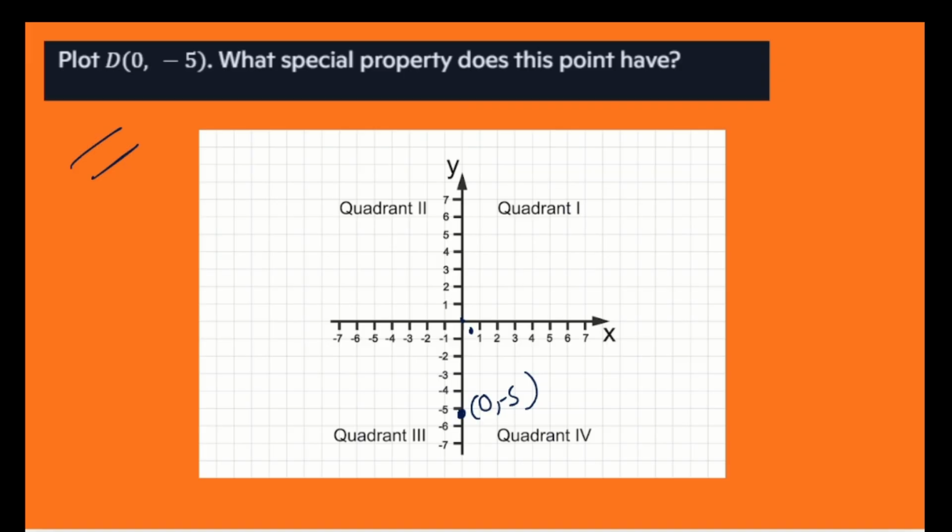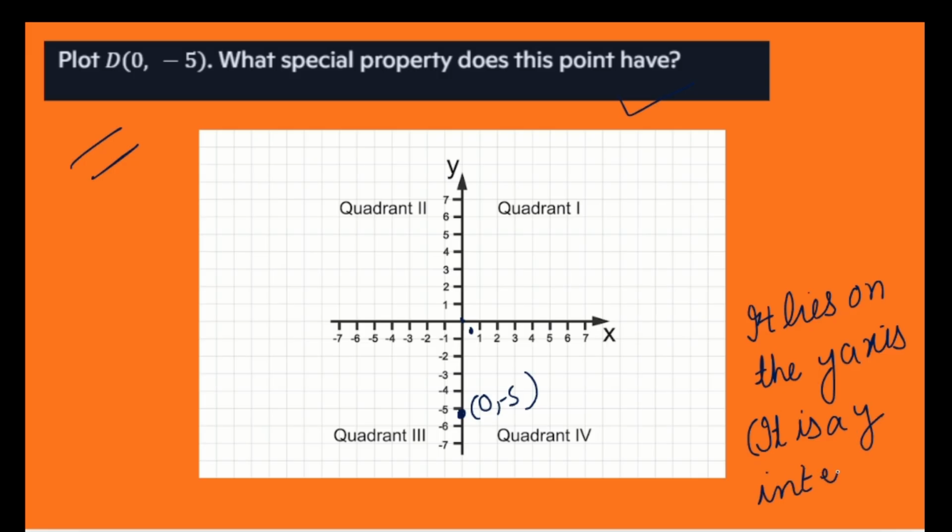So what special property does this point have? The special property of this point is that it lies on the y-axis. So it is a y-intercept, and it does not belong to any quadrant.